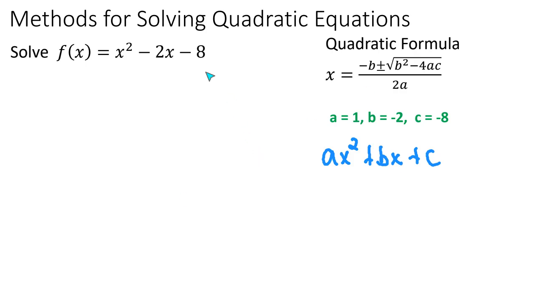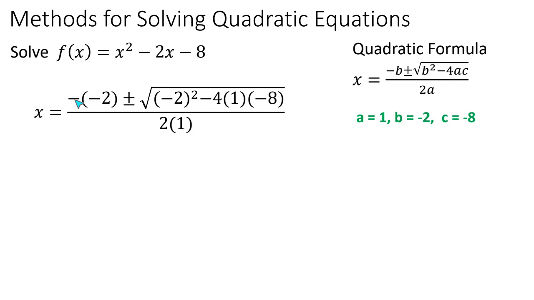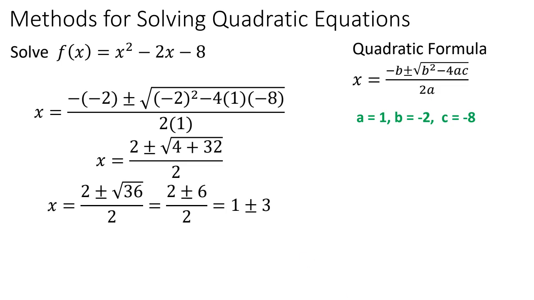to be negative 8. So if we plug that information in, then we have negative b, which is negative 2, plus or minus the square root of b squared, which is negative 2 squared, minus 4 times a, which is 1, times c, which is negative 8, divided by 2 times 1. And so if we simplify, we get negative negative 2 is positive 2, negative 2 squared is 4, and then negative 4 times 1 times negative 8 is positive 32. 4 plus 32 is 36. And the square root of 36 is 6.